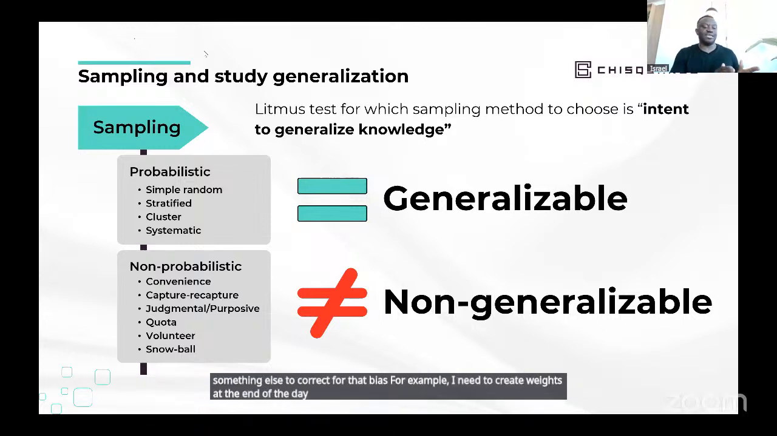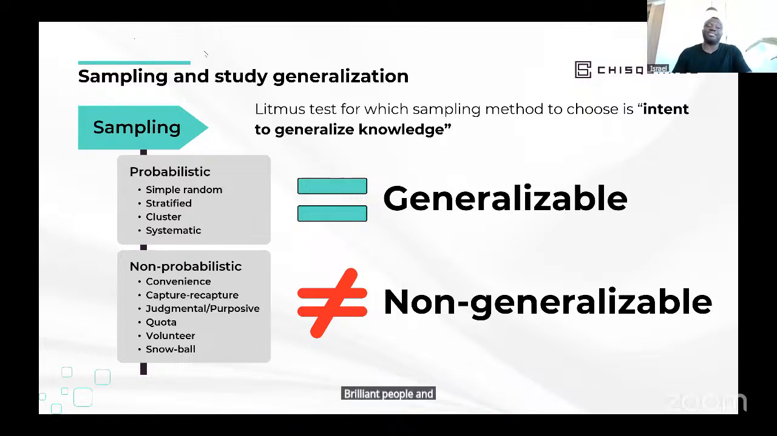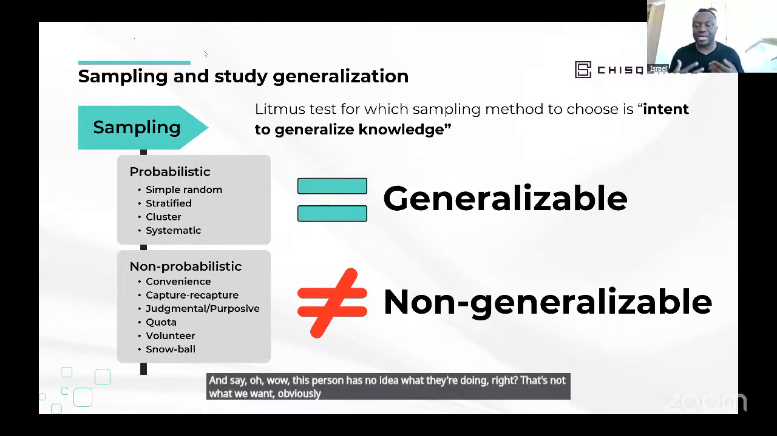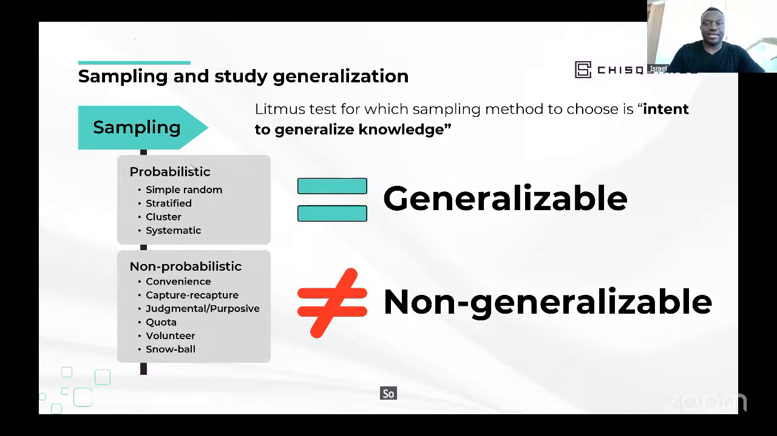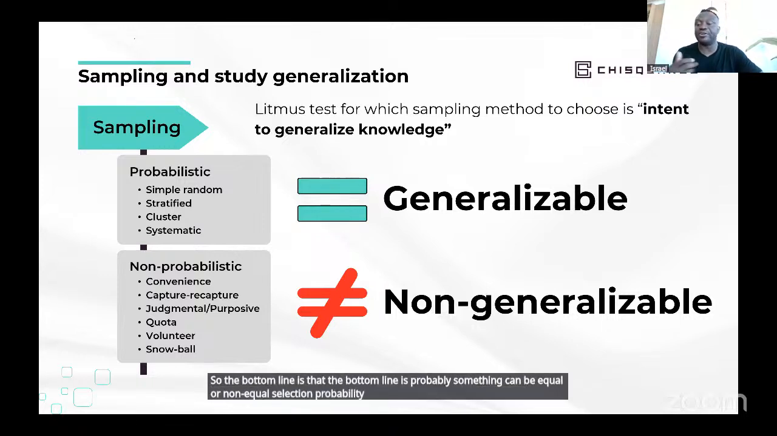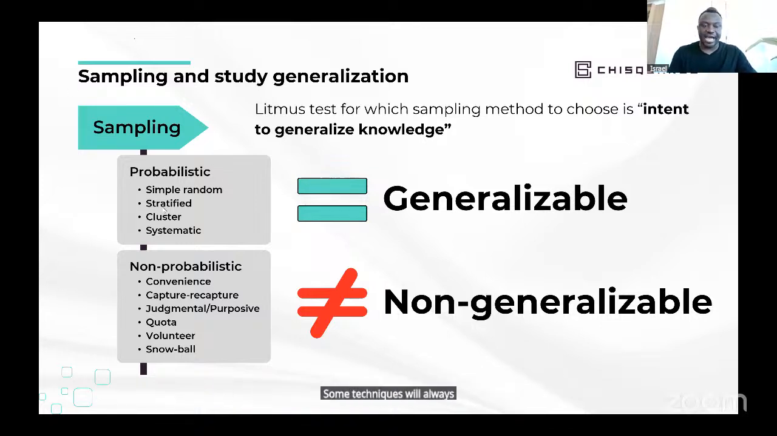So it's not waiting for somebody to come and read the paper and say, oh, wow, this person has no idea what they're doing, right? That's not what we want, obviously. We want to make sure that we're in charge of the process from the very beginning to the very end. So the bottom line is that probability sampling can be equal or non-equal selection probability, depending on how you, the investigator, designed it. Some techniques will always be equal probability, like simple random and systematic.